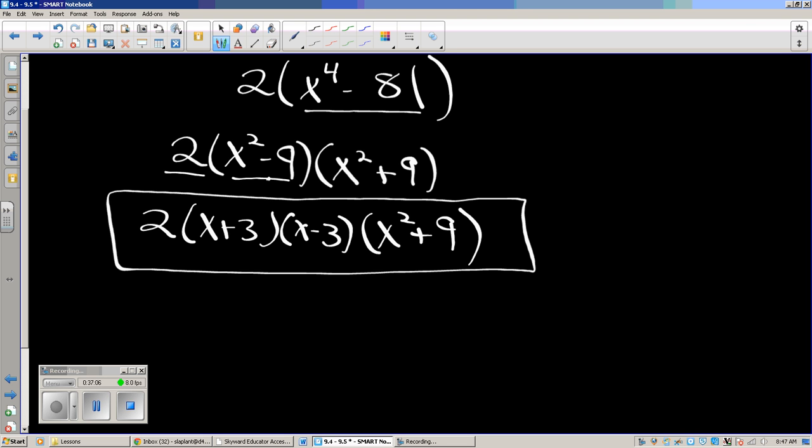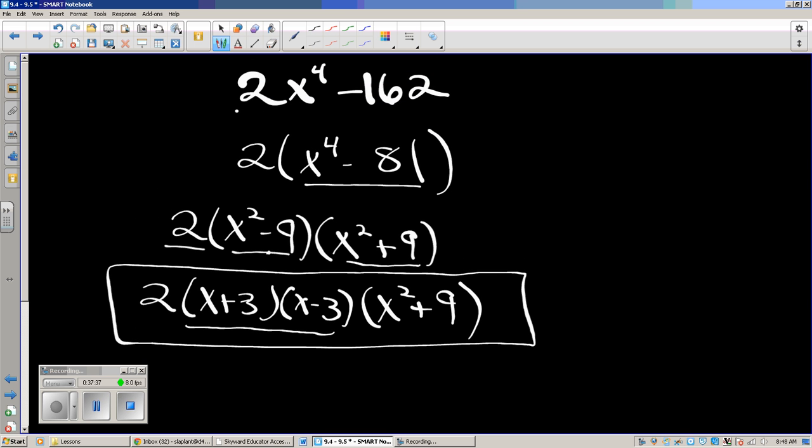X squared is a perfect square, and 9 is a perfect square. This one we can't factor because it's not the difference of 2 perfect squares. So this x plus 3, x minus 3 is the same thing as x squared minus 9. It's just in factored form. And the 2 is still on there because we factored that out at the very beginning of the problem. Probably makes sense if I wrote it up here. At the very beginning of the problem, we couldn't do anything until we factored out that 2.